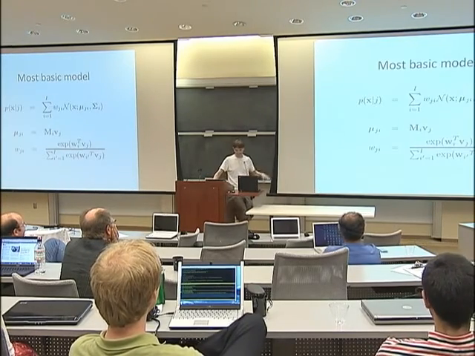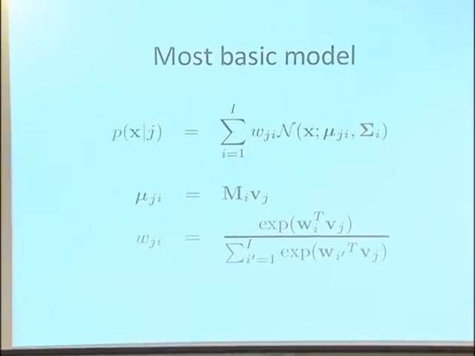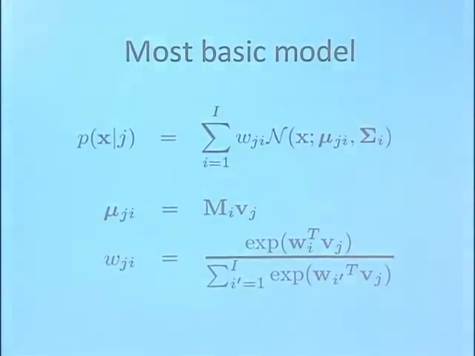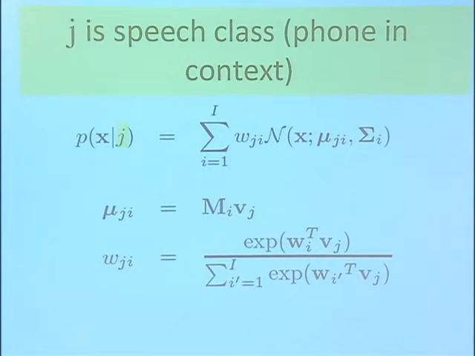So this is the equations that people have been showing. I prepared some slides which highlight bits of these equations and show you what it is. So J is the speech class. Typically there's like 5,000 of these. It's the phone in context.